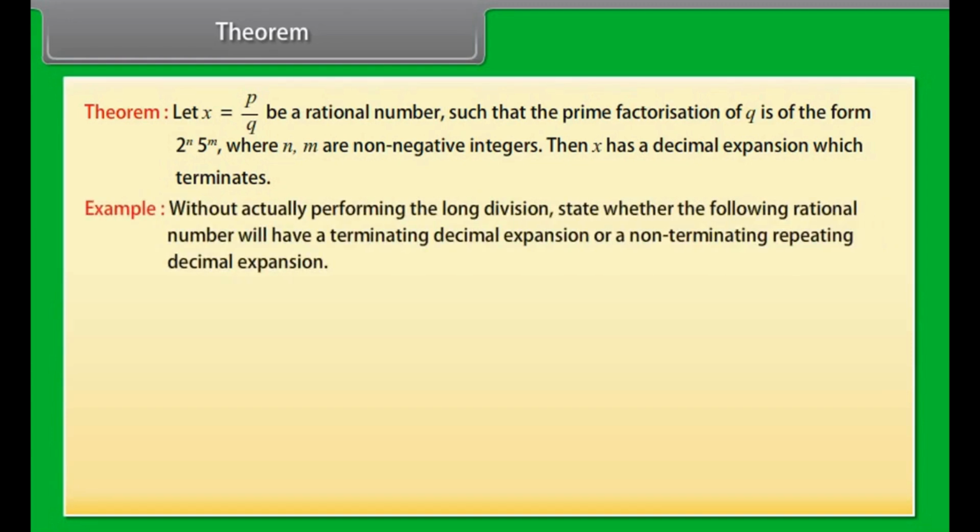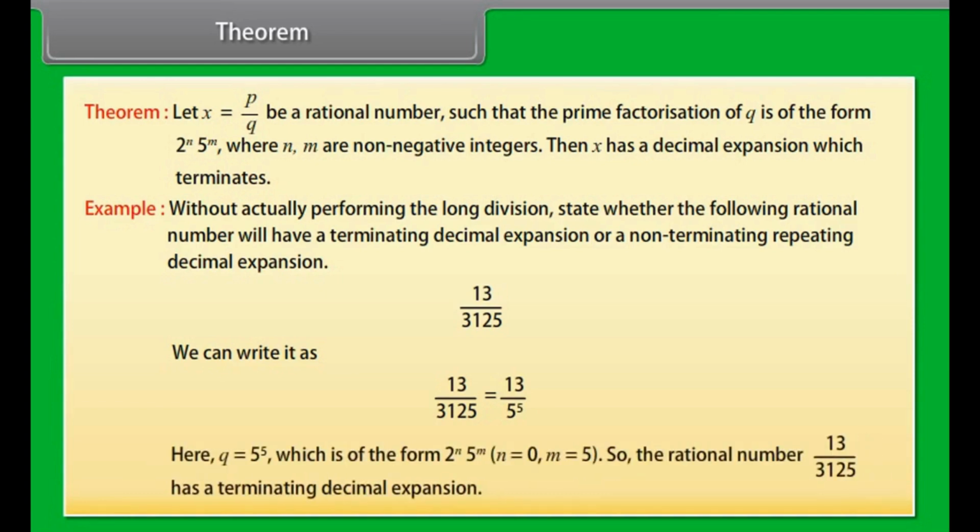Let us solve an example. Without actually performing the long division, state whether the following rational number will have a terminating decimal expansion or a non-terminating repeating decimal expansion. 13 upon 3125. We can write it as 13 upon 3125 equals 13 upon 5 raised to the power 5. Here q is 5 raised to the power 5, which is of the form 2 raised to the power n, 5 raised to the power m, n equals 0, m equals 5. So the rational number 13 upon 3125 has a terminating decimal expansion.